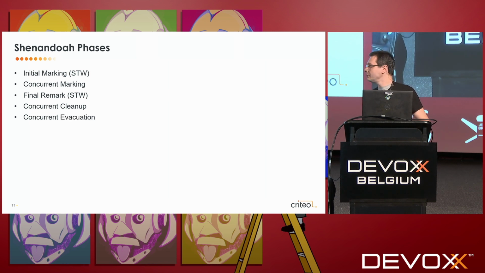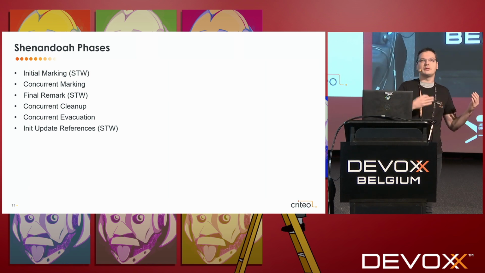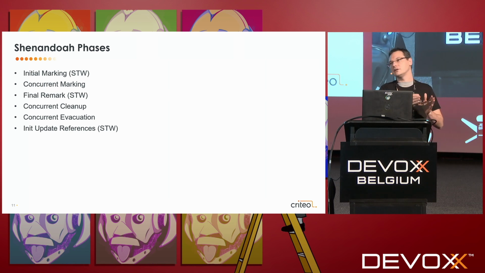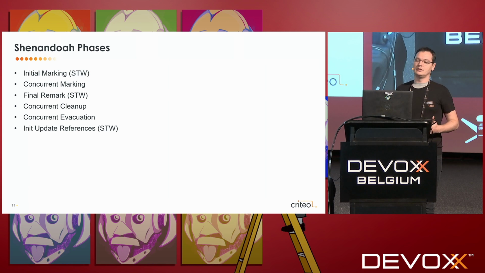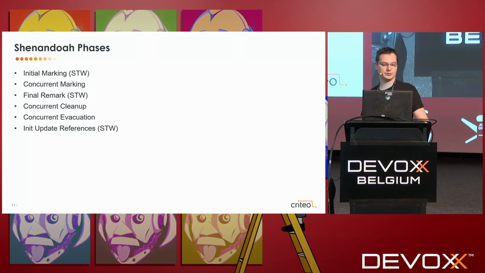Then we have the tricky phase, the concurrent evacuation. We're evacuating objects like G1 to free some regions, doing this concurrently. And then, as we have moved objects, we need to update the references that point to the old location of the object to the new location. So we will need to update all the references that have been moved.